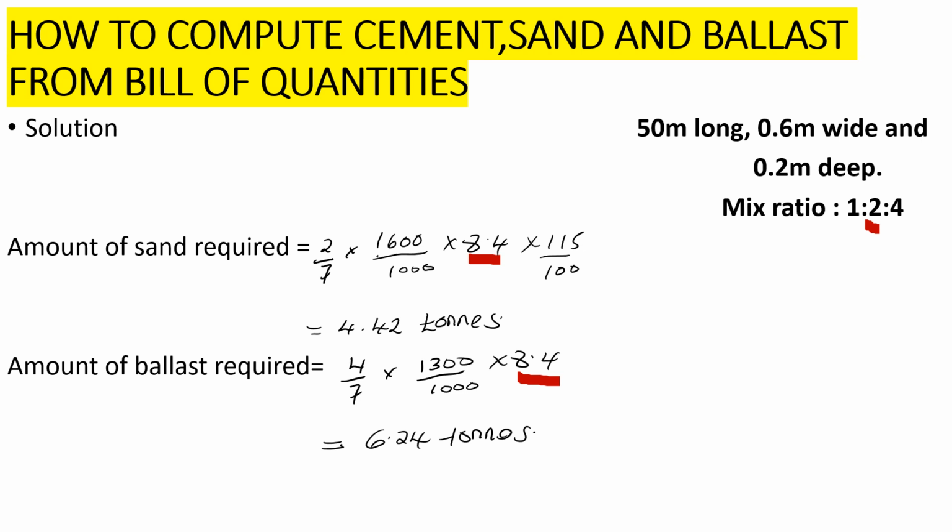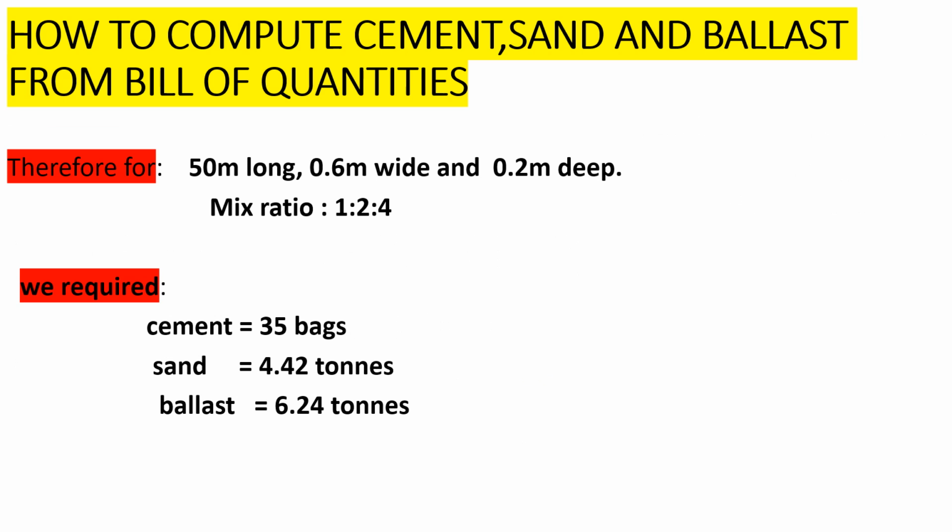So we now have the quantity of cement, sand, and ballast. Therefore, for a 50 meters long, 0.6 meters wide, and 0.2 deep foundation, with a ratio of 1:2:4, we will require 35 bags of cement, 4.42 tons of sand, and 6.24 tons of ballast. So guys, that is how we compute the quantities that we need for certain items very fast using a bill of quantity.